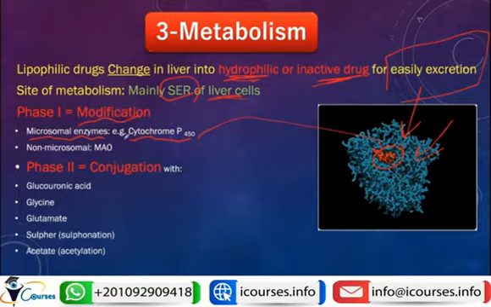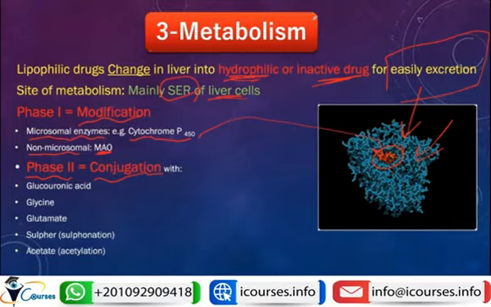There are some enzymes that are not present in the smooth endoplasmic reticulum, called non-microsomal, like monoamine oxidase. After the drug has been modified first by the microsomal enzymes, it undergoes the next phase, called conjugation, in which the liver conjugates the drug with different compounds like glucuronic acid, glycine, glutamate, and others, in order to inactivate it or make it more hydrophilic.